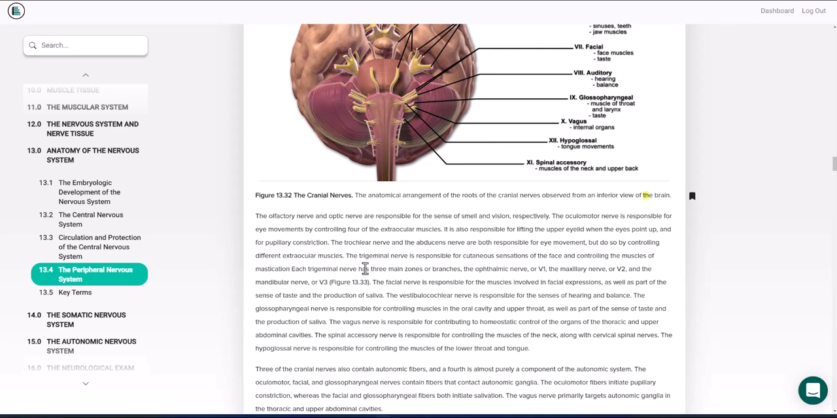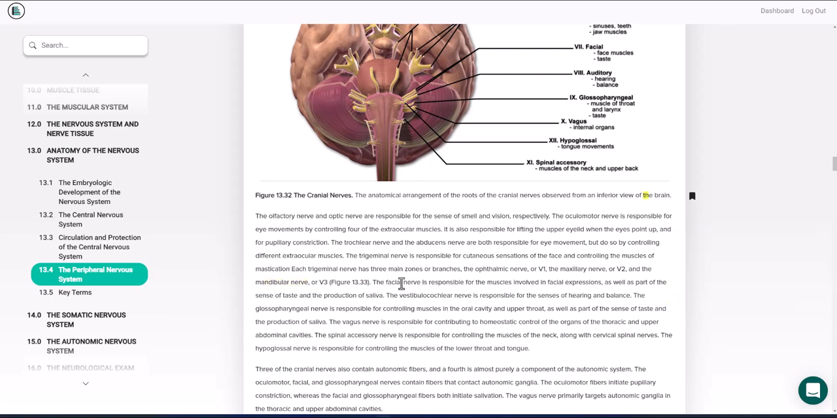There are 3 parts of this nerve, the trigeminal. And I'll show this to you in a moment in a picture, but there's the ophthalmic up by the eyes. There's the maxillary, the upper jaw, and there is the mandibular, the lower jaw branch of this nerve.